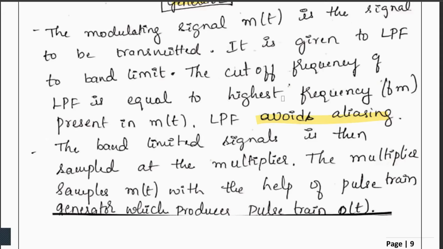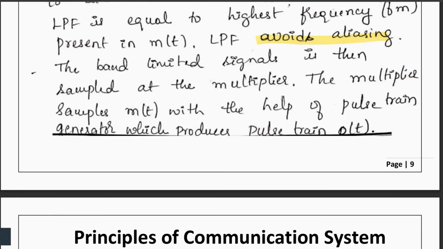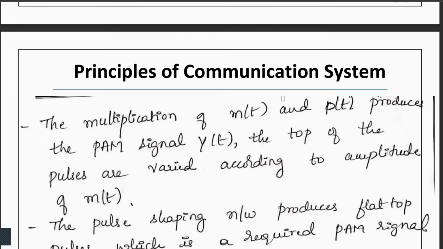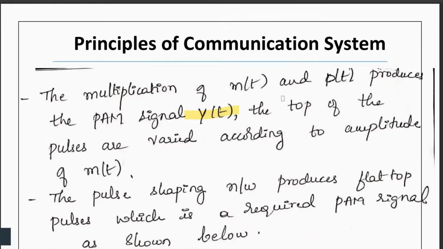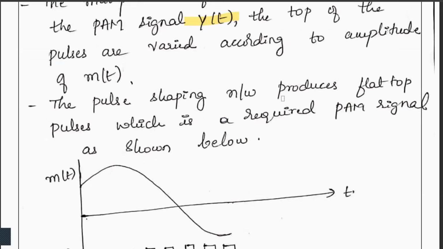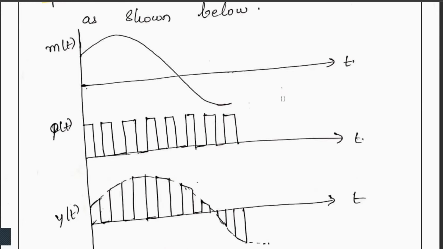Now the multiplexer samples m(t) with the help of the pulse train generator, which produces a train of pulses. The multiplication of m(t) and p(t) produces a PAM signal, that is our y(t). The tops of the pulses are varied according to the amplitude of m(t). Now the pulse shaping network produces flat top pulses, which is the required PAM signal as shown below. So this is our m(t) we will be giving.